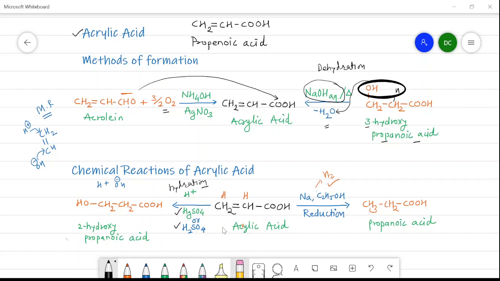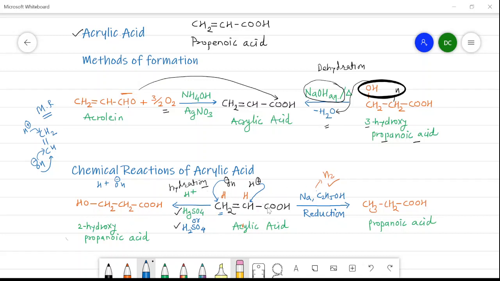But in this case, what happens? The H plus ion and OH minus ion from the water add in such a way that this OH group will attach to the CH2 group. It is opposite to the Markovnikov rule. Here, look, the OH group is going to attach to the CH2, and this H is going to add at the CH, so that we get OH CH2 CH2 COOH. Why is it so?